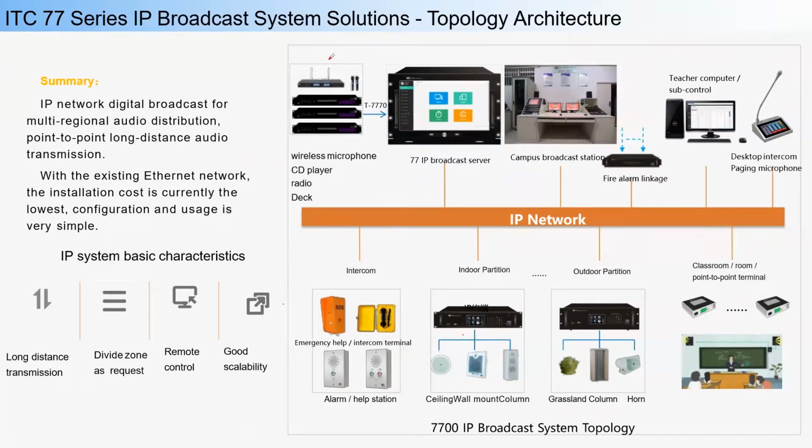So in this IP system, what do we need? For the audio source, we can use the traditional ones like CD player, radio deck, AM/FM tuner, wireless microphone. We can connect the outside audio source to this system by the broadcast server, and also you can do paging or play background music on the server itself. It has a broadcast room. So this is how we deal with the audio sources.